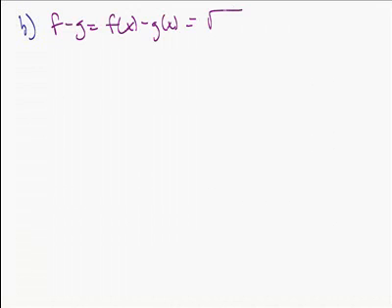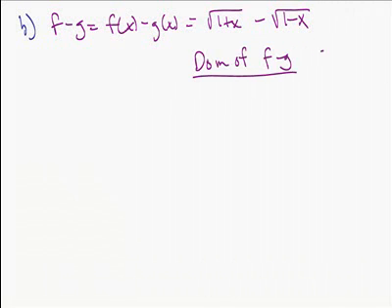Alright, let's take a look then at part B. Part B, we want to take, let's do that in purple maybe, f minus g. What's going to be f of x minus g of x. And so that's going to be the square root of 1 plus x, that's the formula for f, minus the square root of 1 minus x, that's the formula for g. Alright, what's the domain here? The domain of f minus g is going to be the same thing, the intersection of the two domains, which is from -1 to 1.